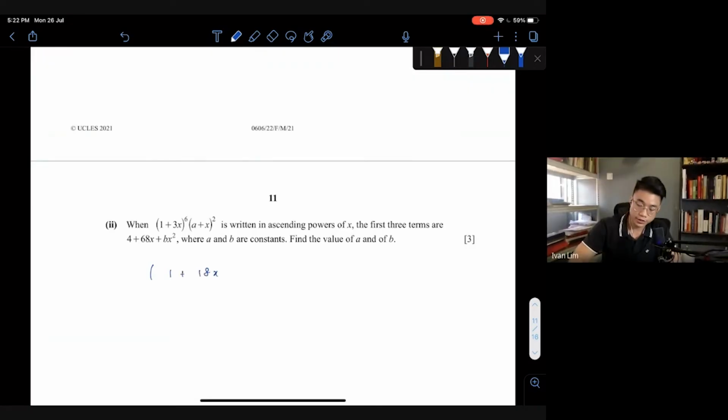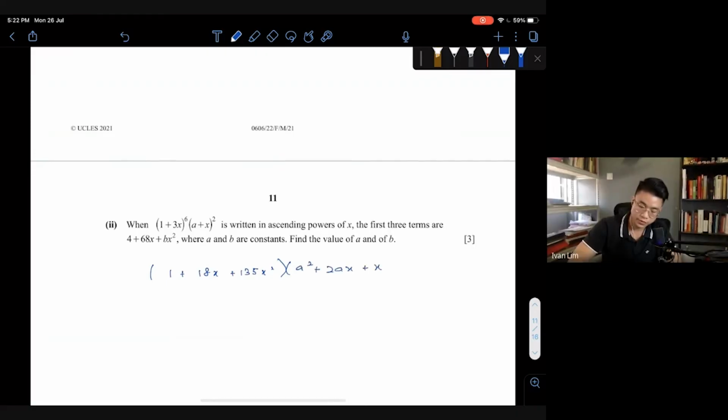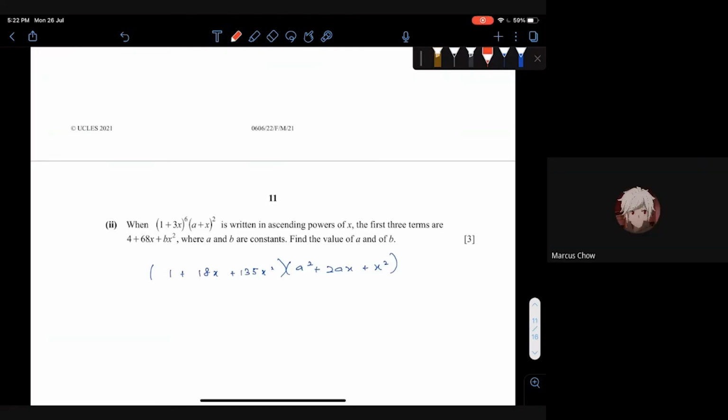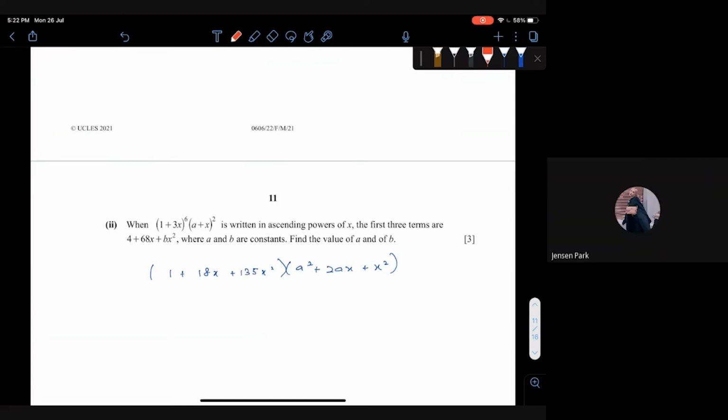Okay, but this one you all actually just need to select which one to multiply. So it'll be 1 plus 18x plus 135x squared. Then you expand the (a + x)^2, so you'll get a squared plus 2ax plus x squared. But you all actually don't need to do every single one. Just select. You're supposed to compare with 4 plus 68x. Yeah, you're supposed to compare.